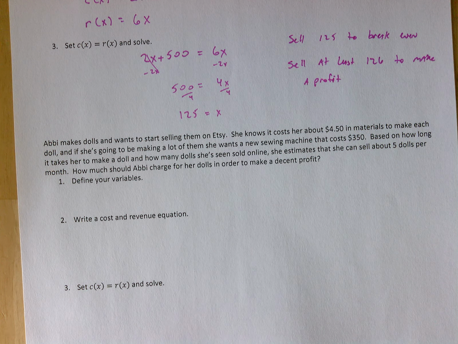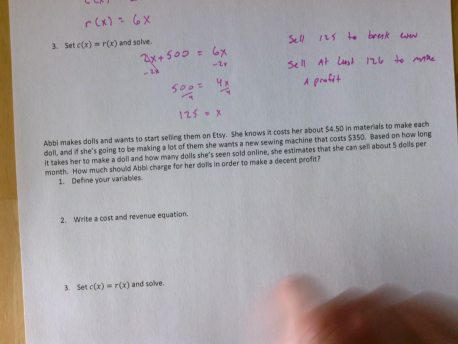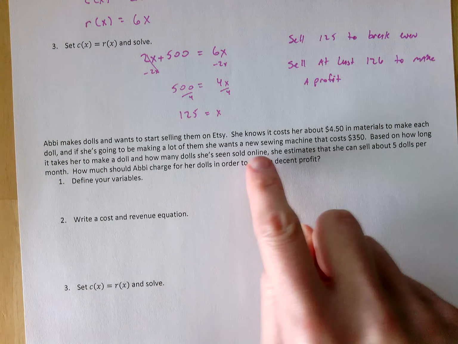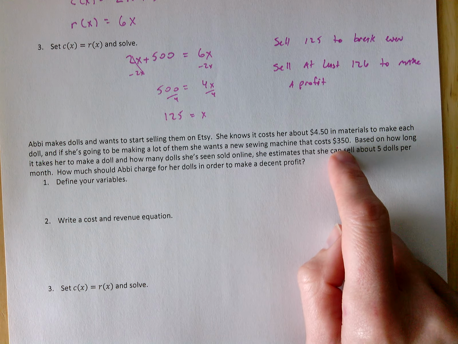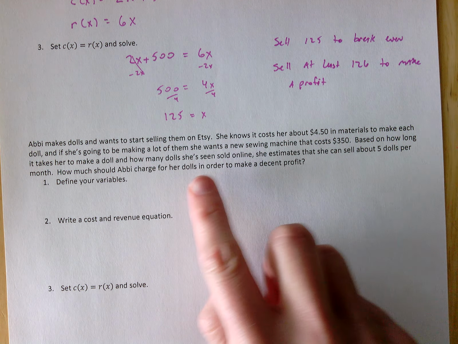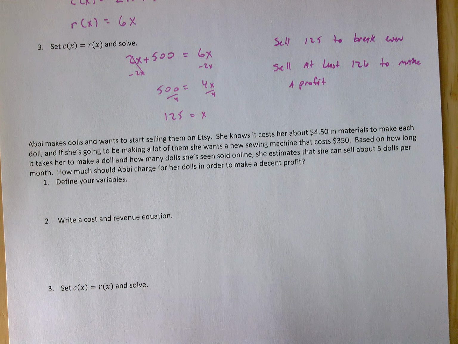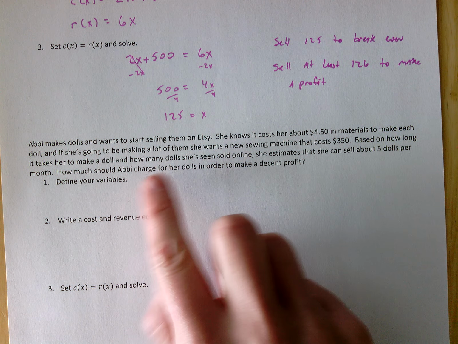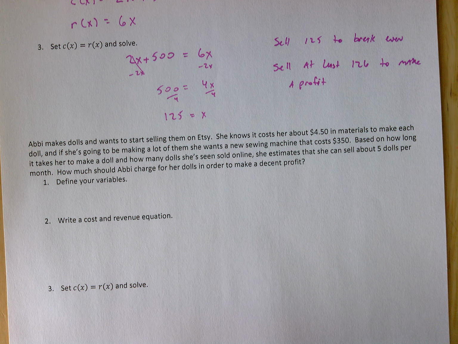All right, next problem that we have here. Abby makes dolls and she decides she wants to start selling them on Etsy. She knows it costs her about $450 in materials to make each doll. And if she's going to be making a lot of them, she knows she's going to buy a new sewing machine for $350. Based on how long it takes her to make a doll and how many dolls she's seen online, she estimates that she can sell about 5 of them a month. So the question here is, how much should she charge for her dolls in order to make a decent profit?